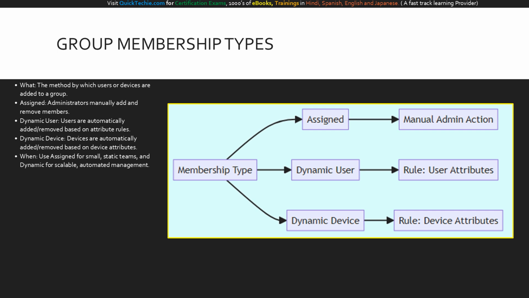Here we visualize the three membership types branching out. The top branch is assigned, which leads directly to manual administrative action. The bottom two branches are dynamic user and dynamic device. Both of these bypass manual action and rely entirely on attribute-based rules to evaluate who or what belongs inside the group.